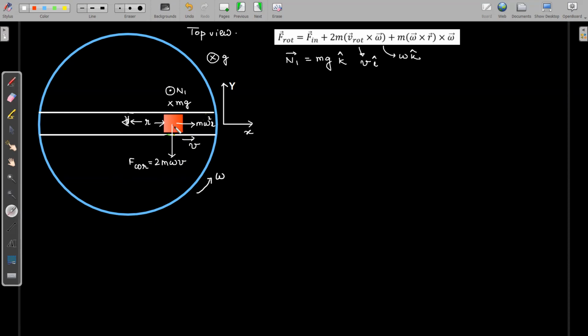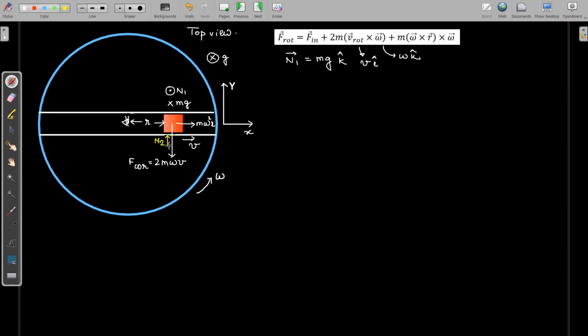This Coriolis force is acting on the block perpendicular to the wall. Now we know that the block is constrained to move along this groove. It cannot move perpendicular to the wall. So this Coriolis force must be balanced by the normal force on the block from the wall.